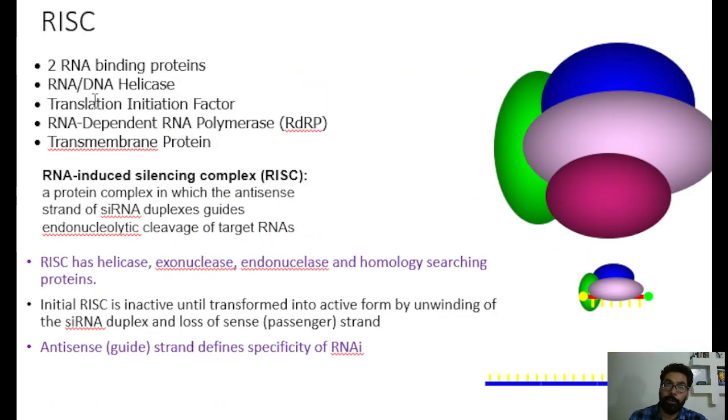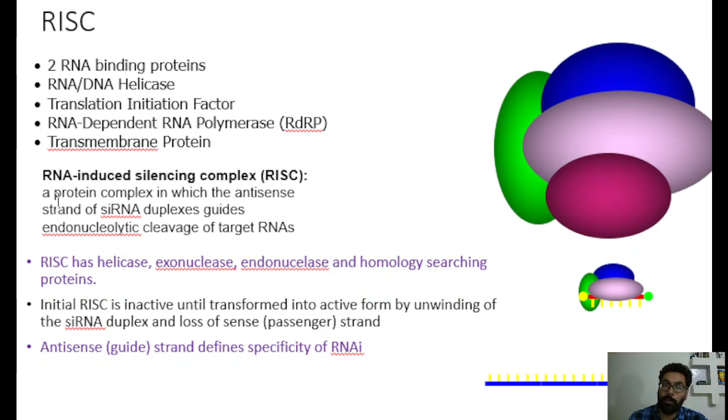The last important component of RNAi machinery is the RNA-induced silencing complex. It is a protein complex with 2 RNA binding proteins. This complex has RNA or DNA helicase activity as well as translation initiation. The important thing is the RNA-induced silencing complex also has RNA-dependent RNA polymerase activity. What is it? They require an RNA primer for the synthesis of RNA. Okay, and it is a transmembrane protein.